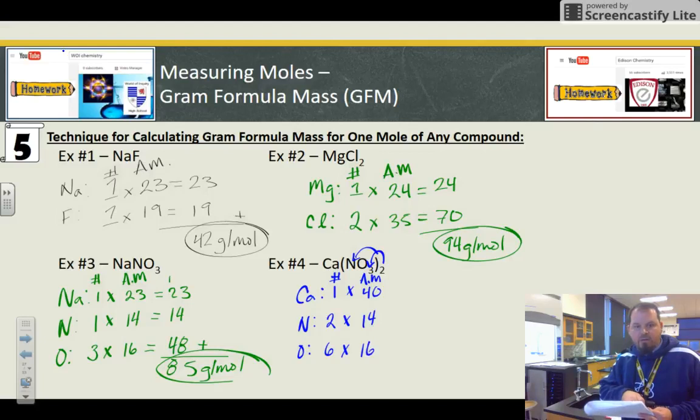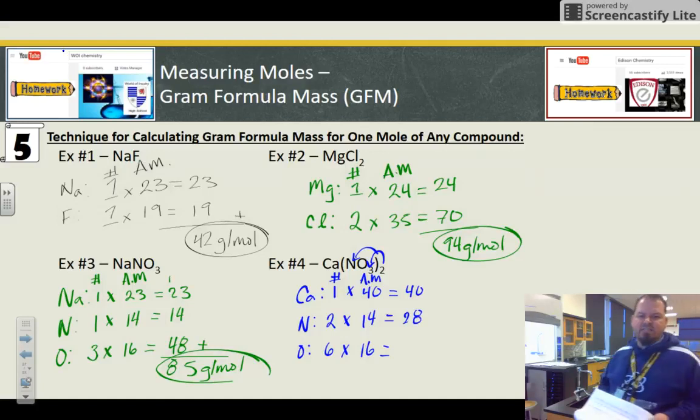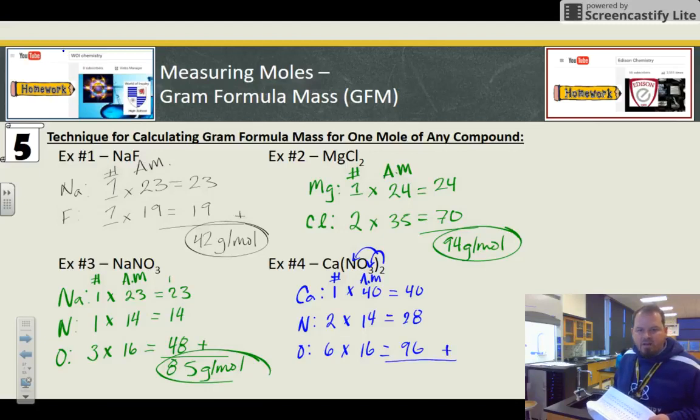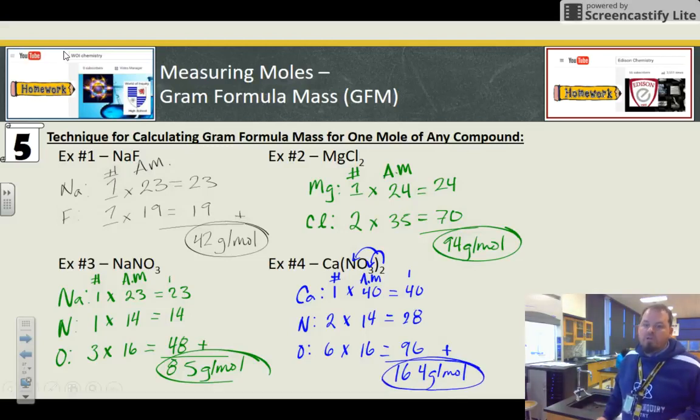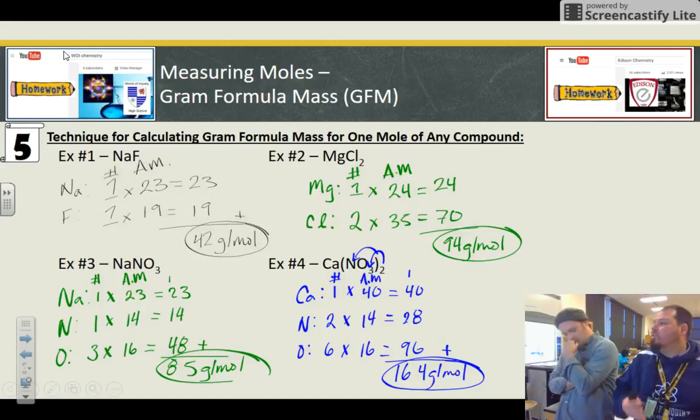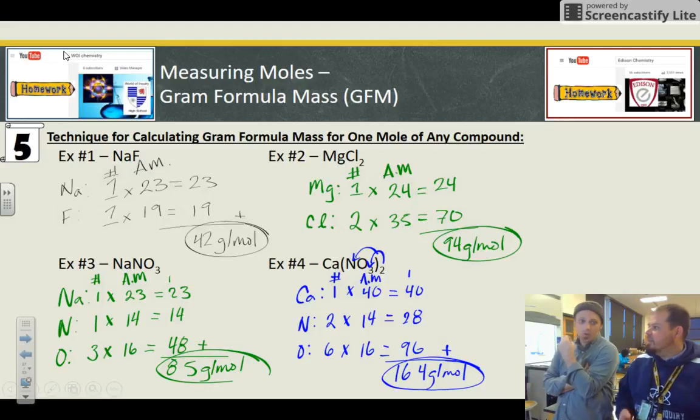Calcium is 40. Oh, he knew that. And 14 and 16. So that's 28 and 6. It's got to be 96. 90 plus 6, 96. And we got to add all that up. I see 14. So that is 164 grams per 1 mole. That grams per mole is huge. It needs to be there every time. And we're actually going to manipulate that going forward. So we need to have that as a thing that we're not stuck on.